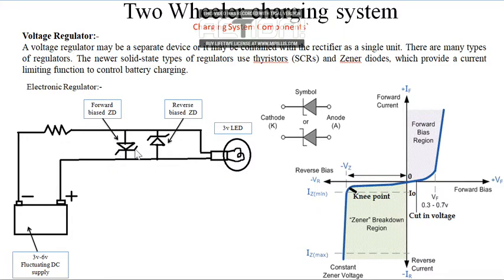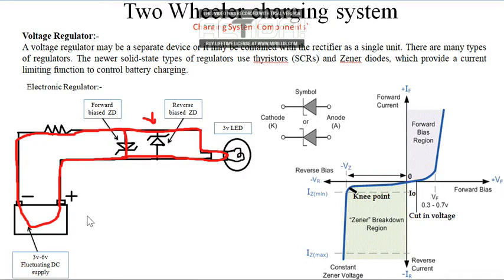This is the symbol of a Zener diode. Here one Zener diode is located in forward bias and the other Zener diode is located in reverse bias. Initially we will see how the current will flow. Current is supposed to flow from positive to negative, passing through the resistor. This is forward bias, so it passes through, and it is also supposed to pass across the LED, but it won't pass through the reverse bias diode because the direction is different.